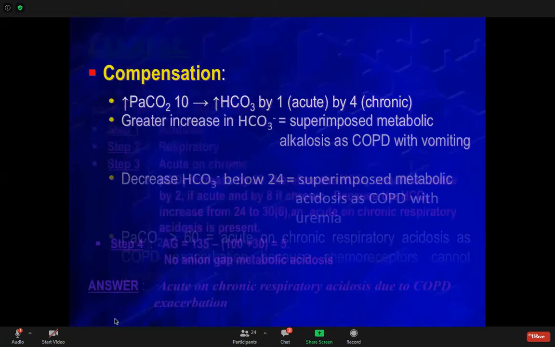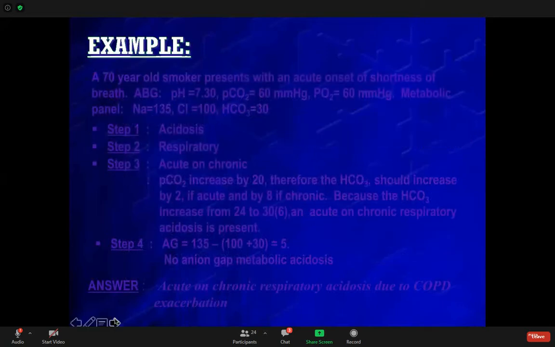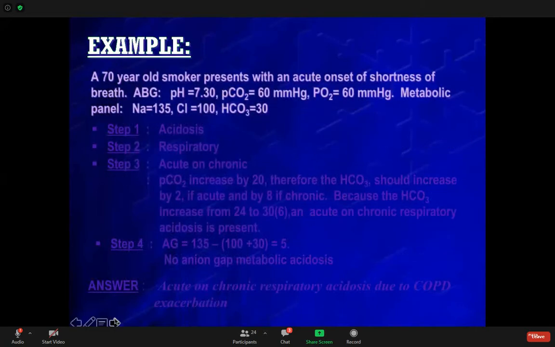So let's go to our first example. A 70 years old smoker who presented with acute onset of shortness of breath. Your ABG shows a pH of 7.3. Your partial pressure of carbon dioxide is 60. And your metabolic panel: your sodium is 135, chloride is 100, and your bicarb is 30. So my first question, what are the steps? Anyone want to try to take it?